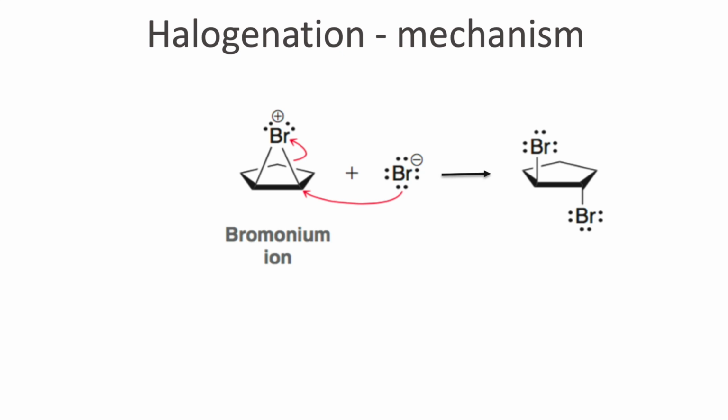Since we have a bromide nucleophile floating around, it can go in and do a backside attack, releasing that strain, giving the electrons from that carbon-bromine bond to the bromine atom, resulting in the addition of the second bromine atom. Notice that we propose using a backside attack of that bromide nucleophile. That is congruent with giving an anti-addition.